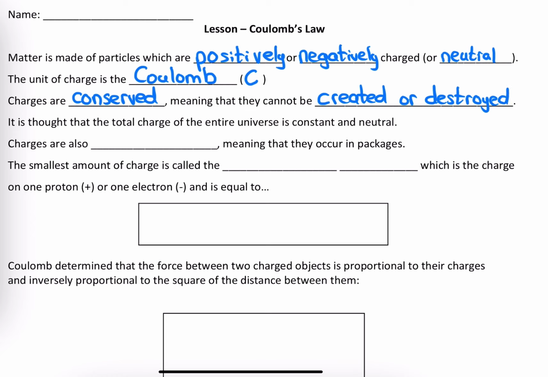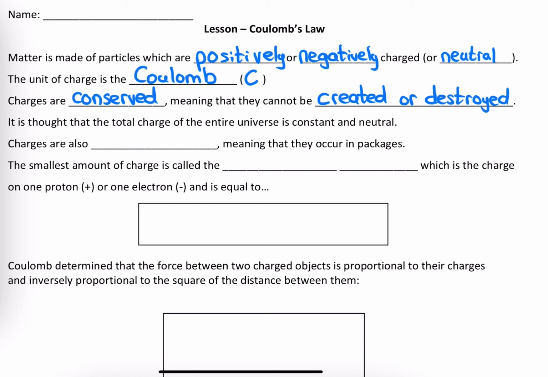In fact, it's thought the total charge of the entire universe is constant and neutral. It basically means that when the universe was created at the Big Bang, shortly after that, there were some neutral charges that were created, and some positive charges and some negative charges. Those positive and negative charges would have had to totally balance each other out, giving us a total neutral charge, and it's remained that way ever since.